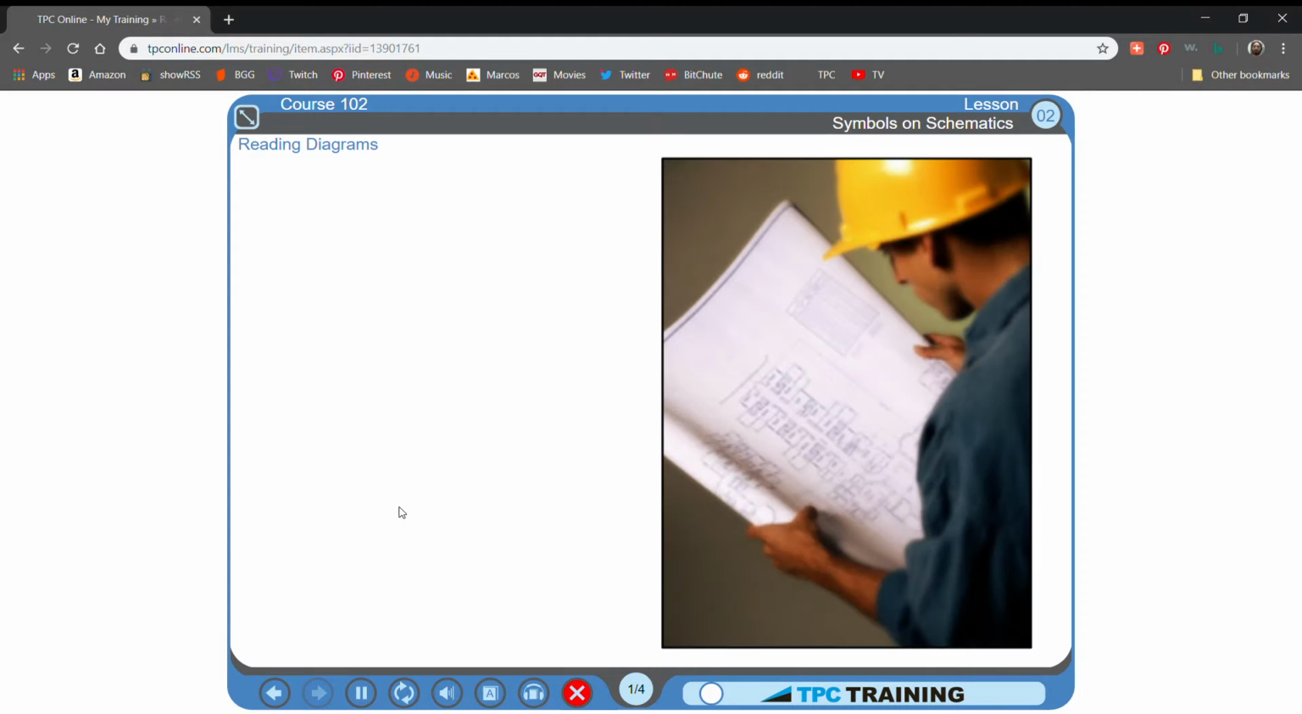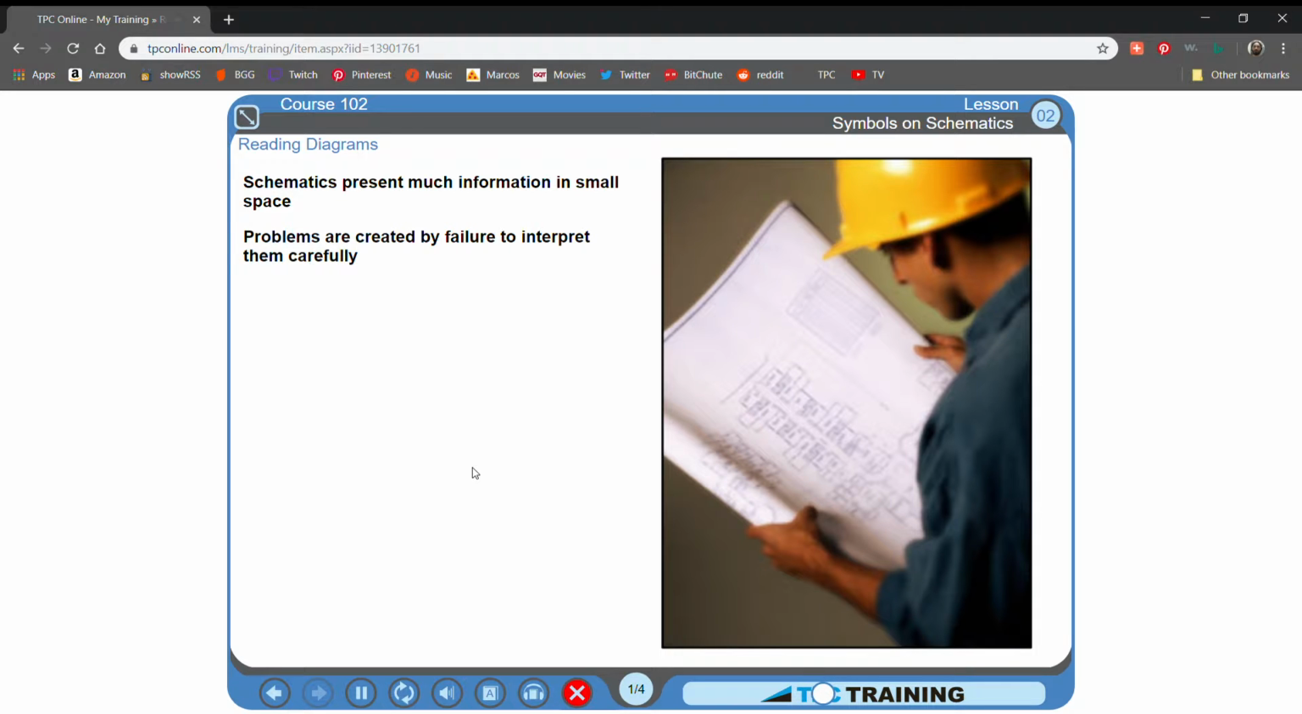Reading diagrams. Schematics present a great deal of information in a small amount of space. Many problems are created by failure to interpret them carefully. If you always follow a step-by-step approach, you will be on your way toward answering many of the questions that will arise on the job. You will also avoid many possible mistakes when you set out to repair a system.